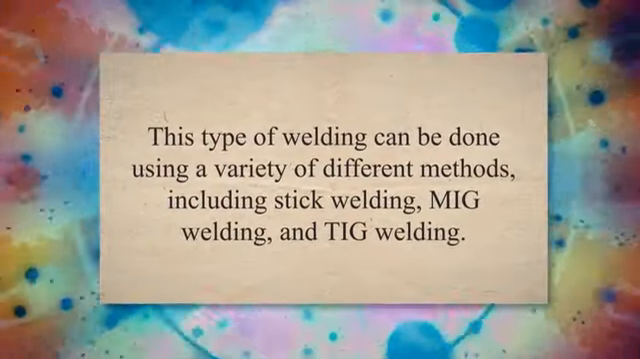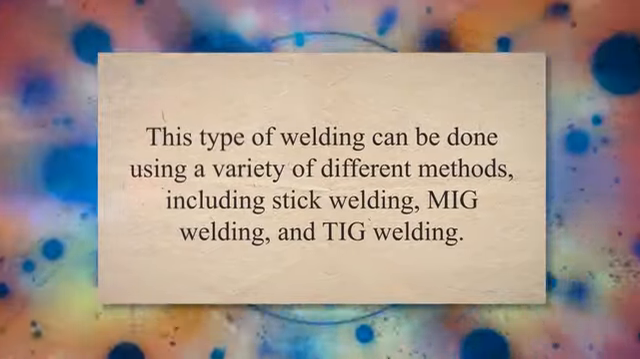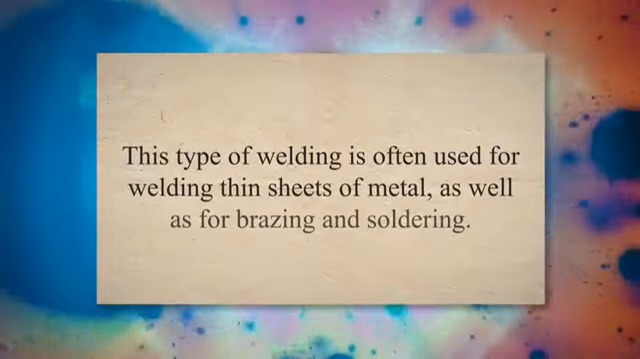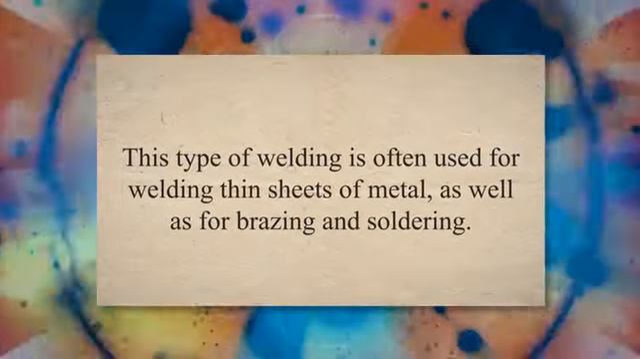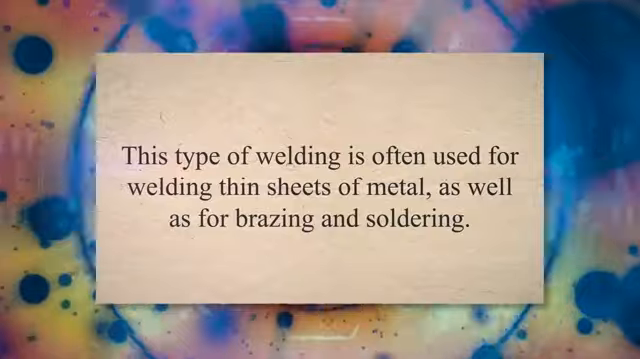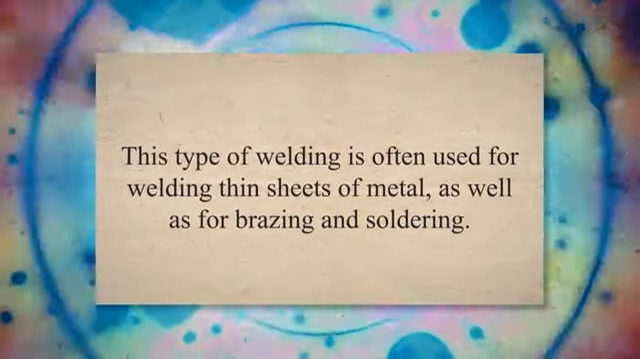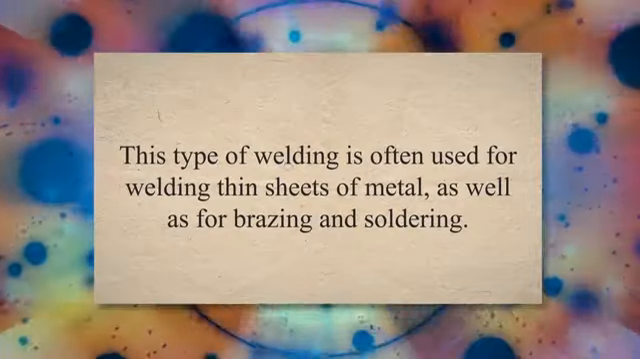This type of welding can be done using a variety of different methods, including stick welding, MIG welding, and TIG welding. Another type of welding is gas welding, which uses a flame produced by a mixture of oxygen and fuel gas to heat the metal and create a bond. This type of welding is often used for welding thin sheets of metal, as well as for brazing and soldering.